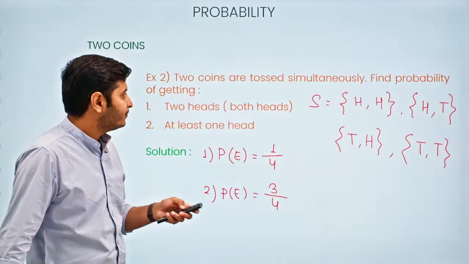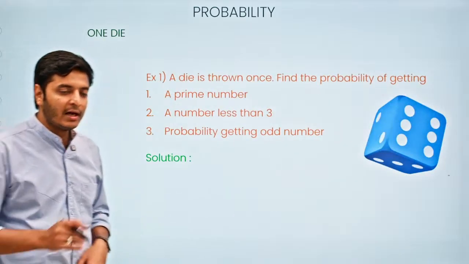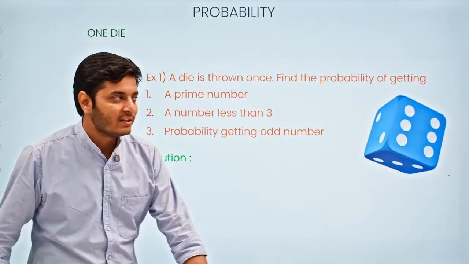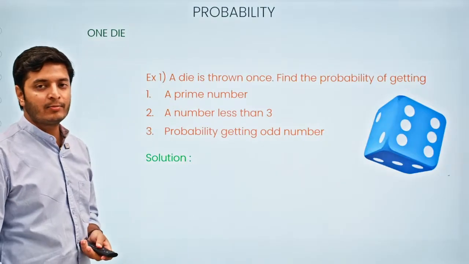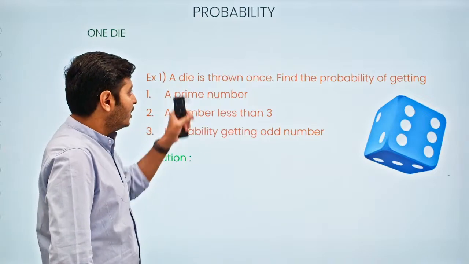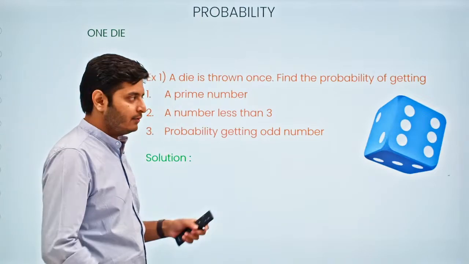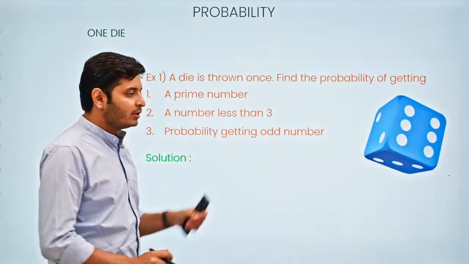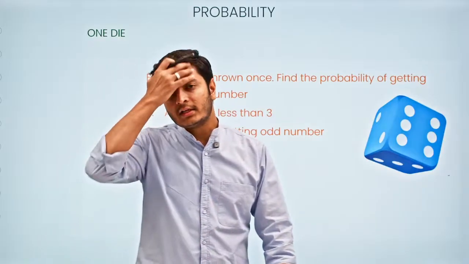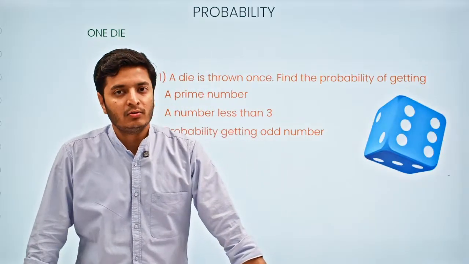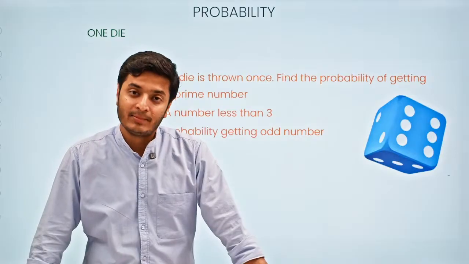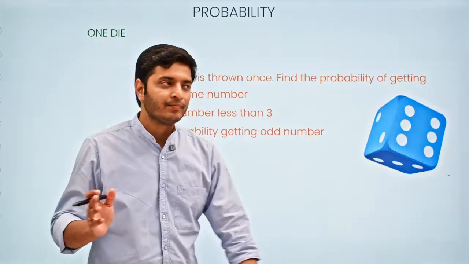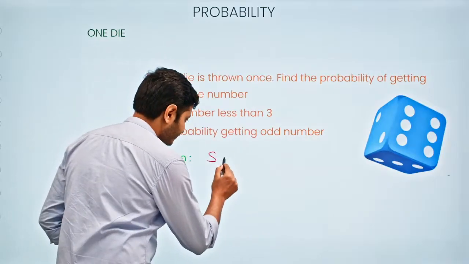Okay, now next one, dice problem. If you are playing board games, you are going to use dice. So what are the different possibilities of probability? A die is thrown once. We are throwing a die once. Find the probability of getting a prime number. So first thing, as I told you, in your board exam, you are going to write the sample space first. It is going to give you clarity. It is going to give the examiner clarity. Okay. So what is the sample space here?